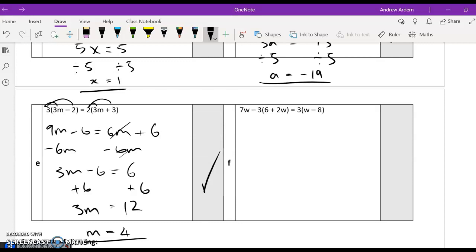Letter F. First step is to get rid of both sets of brackets. I will not touch the 7w to start with. I will take the minus 3 and multiply it by 6, and minus 3 multiplied by plus 2 is minus 6w. That will equal 3 times w, and 3 times minus 8. Sorry, mistake, 18.